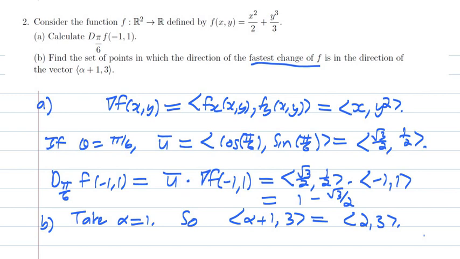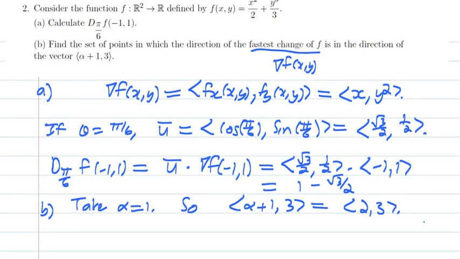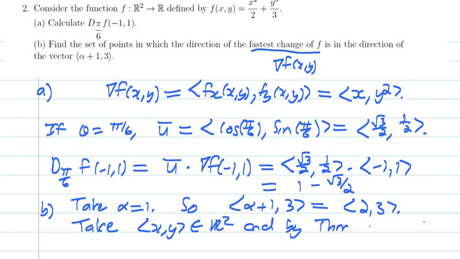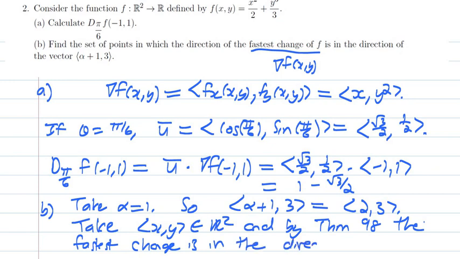And that should remind you of one of the theorems in chapter 3. The direction in which we get the fastest change will be grad f at the point xy. So let's make it a bit more clear. Take the point xy, and by theorem 98, the fastest change is in the direction of grad f at that point.